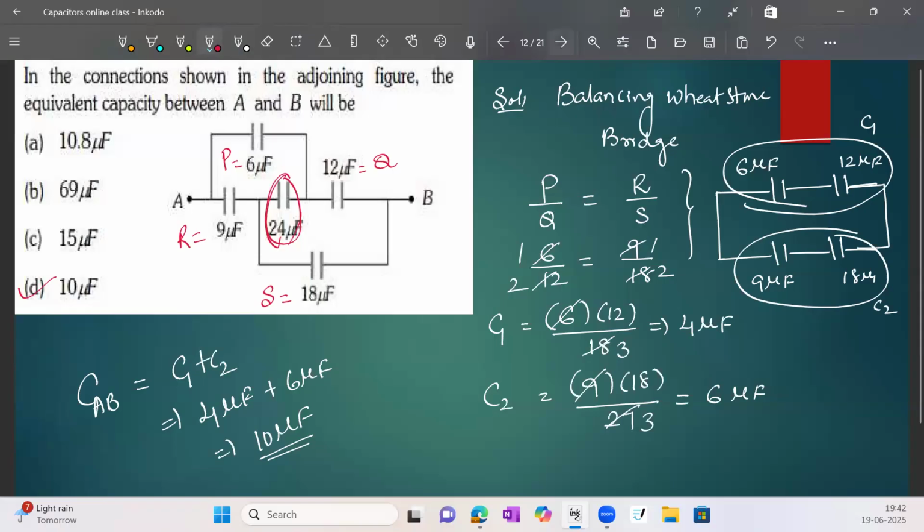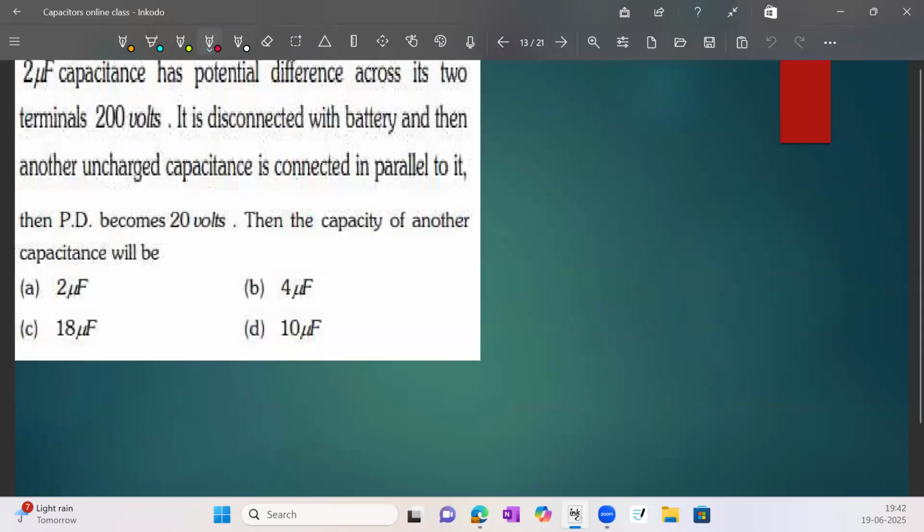Yep. Next. A 2 microfarad capacitor has a potential across the two ends of 200 volts. When it is disconnected from the battery and another uncharged capacitor is connected in parallel, then the potential difference becomes 20 volts. Then what is the capacitance of the other one, C? This is the problem we have.